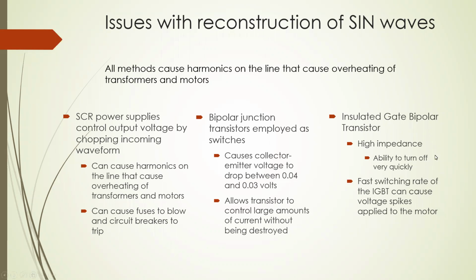IGBTs turn on and off much quicker. They have an even lower internal resistance, and they have a high input impedance, meaning that when we send the signal to it, the signal's not actually being affected inside the path for power.